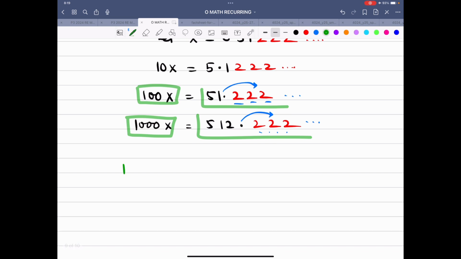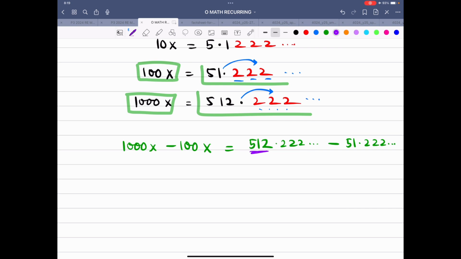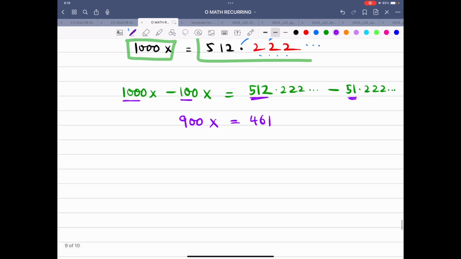So 1000x minus 100x is equal to 512.222 keeps on going, minus 51.222 keeps on going. So 512 minus 51, grab your calculator, comes out to be 461. 1000 minus 100 comes out to be 900. Make x the subject, that is 461 over 900. So this is 461 over 900.